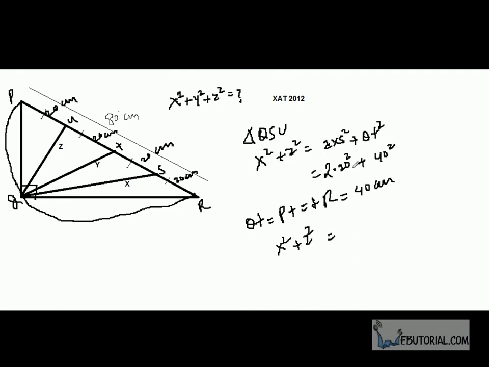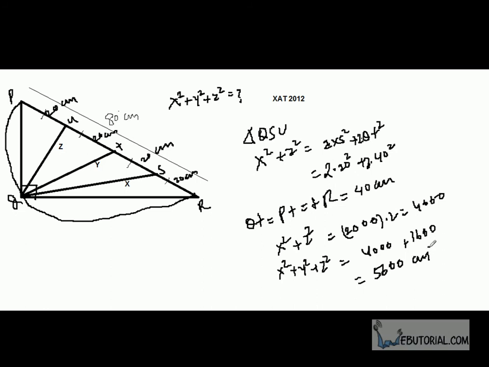So x square plus z square then gives us what? 2 times 20 square would be 800, plus twice of 40 square, sorry, my bad, would give you 2000 times 2, that will be 4000. And then x square plus y square plus z square would give you 4000 plus 1600, and hence the answer would be 5600 centimeters square.